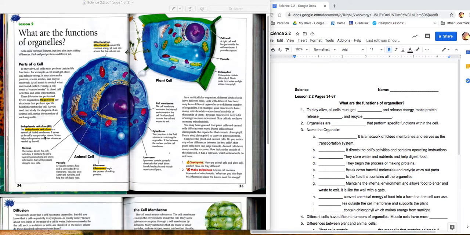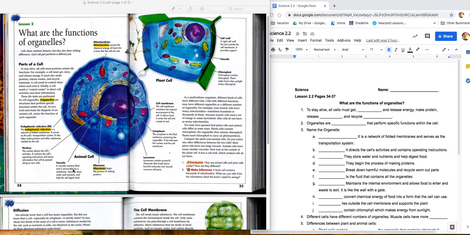Okay? Hopefully you have blank A filled in. Blank B. The nucleus directs the cell's activities. It contains the cell's operating instructions and stores information that will be passed along to new cells. I sometimes call this the brains. So this is the transportation, this is the brains. It tells it what to do. Nucleus is usually in the center of the cell.